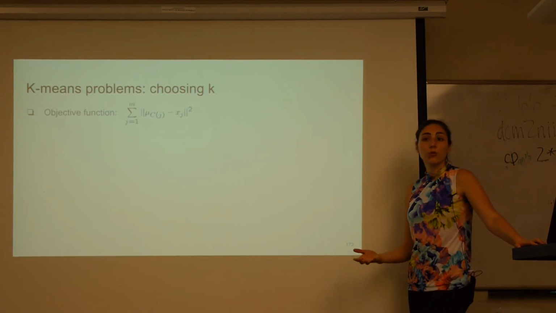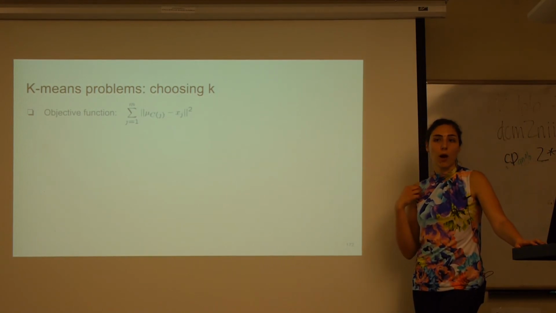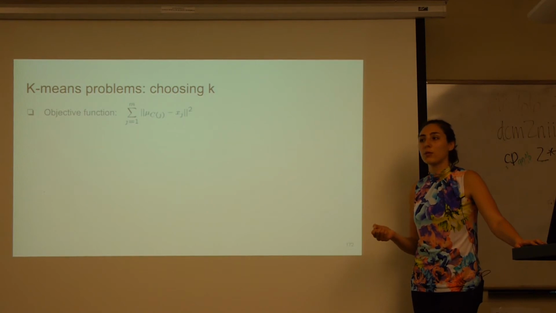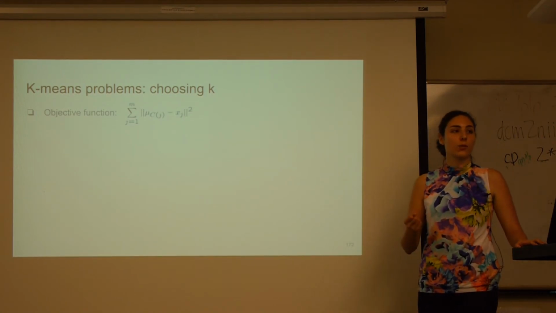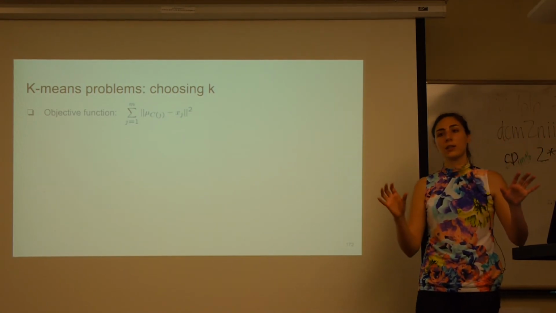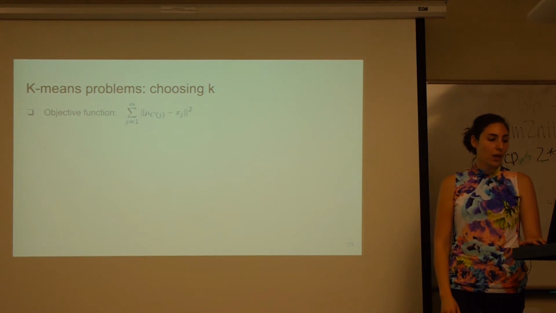OK, so how do we choose k, though? That's a big problem, because if you're working with high-dimensional data, it's very hard to visualize it and sort of see, oh, yeah, I have these 3 clusters that are happening.